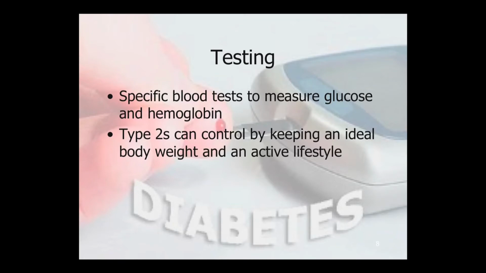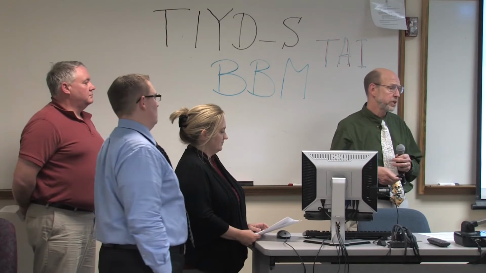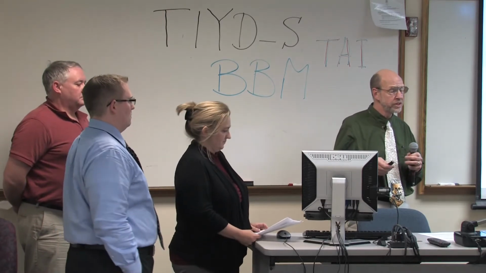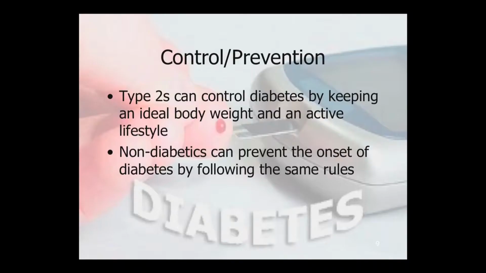There are medical tests that involve drawing blood and looking for glucose and hemoglobin levels in the blood. And fortunately, type 2s can often control their disease through diet and exercise. And often you can prevent getting type 2 diabetes by maintaining a proper diet and an active lifestyle.